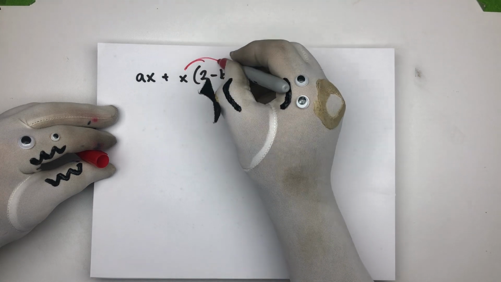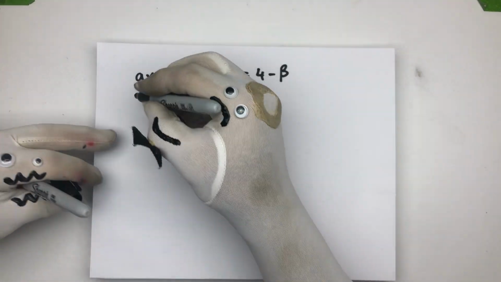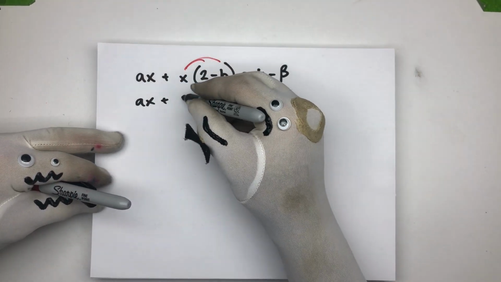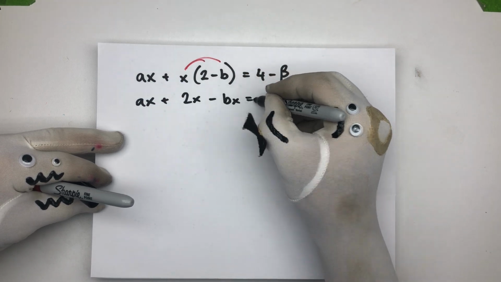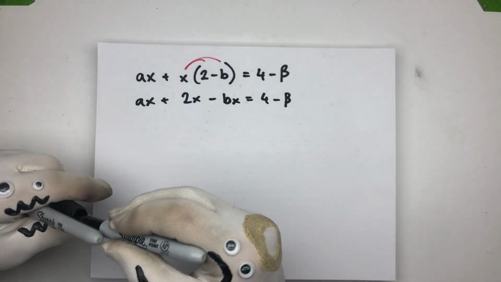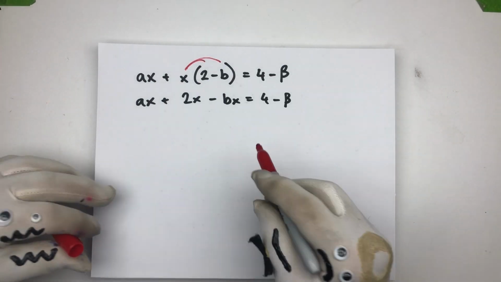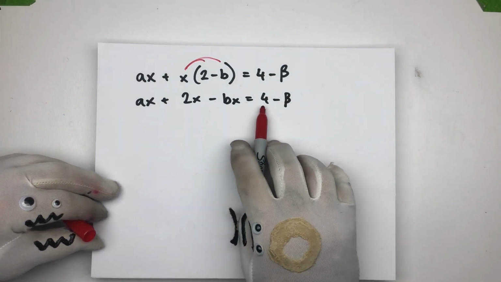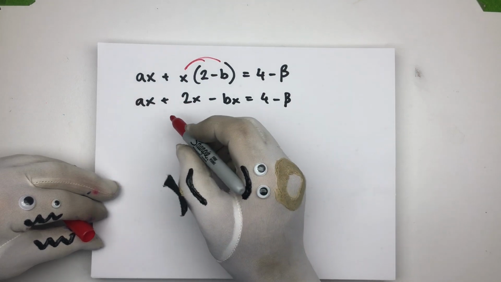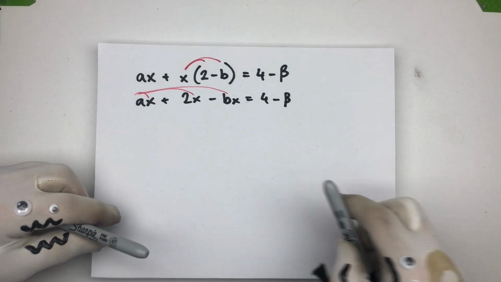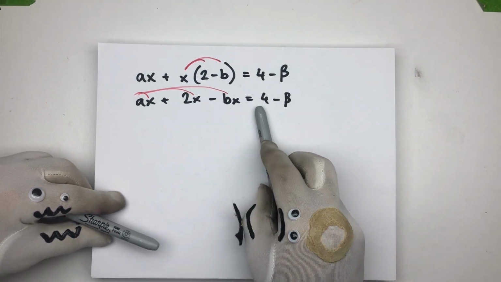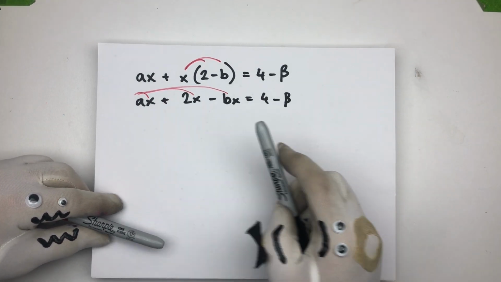But if we wanted to expand it first, we could expand it first, and we just get ax plus 2x minus bx equals 4 minus beta. And then now again we have all the x's on one side, and we have everything else on the other side. And now we're going to do a reverse bracket operator. We're going to take all the x's out. That's why you have to have all x's on one side. If you have one x over here, it won't work.